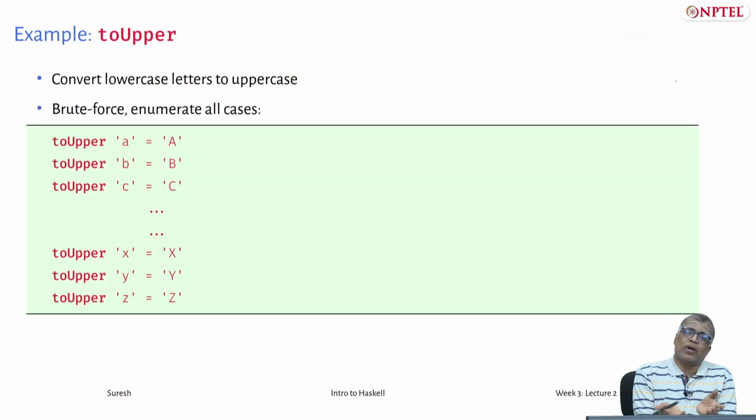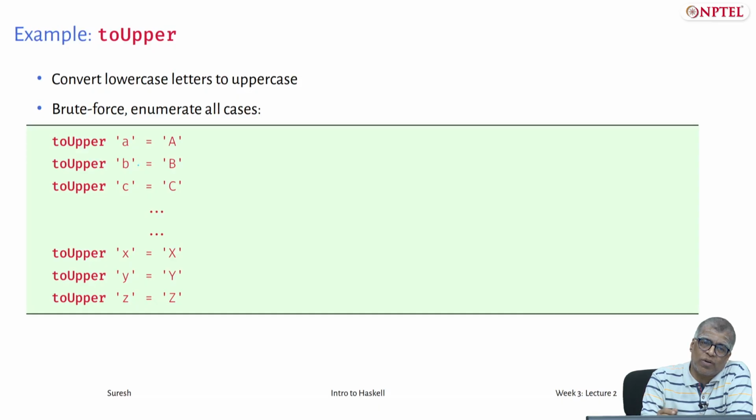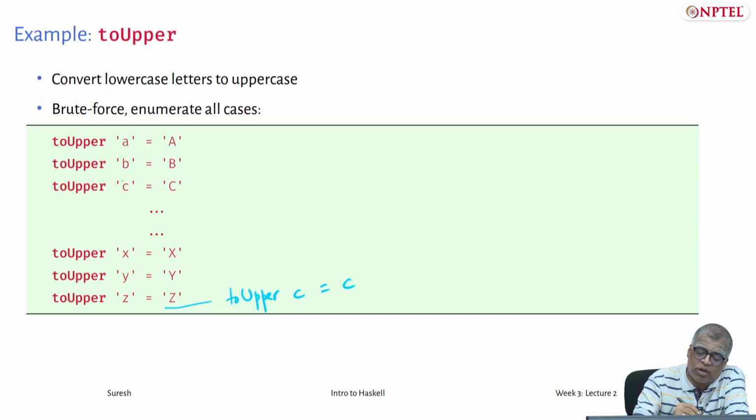Here is one way to write this function. toUpper of small a equals capital A, toUpper of small b equals capital B, and so on and so forth. And just to complete the definition, you can say toUpper of c equals c. c is a variable name, stands for character, not to be confused with the literal character C within quotes.